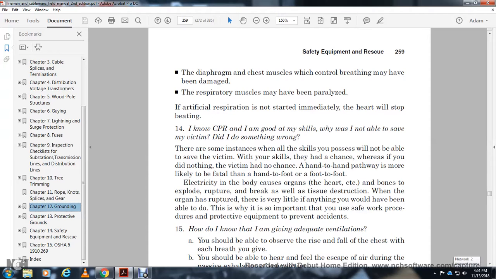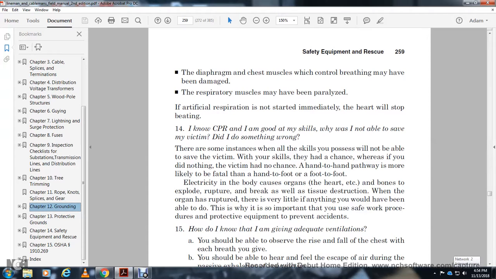I know CPR. I'm good at my skills, but I was not able to save the victim. Like my victim did, I did something wrong. So for the skill of the left, I will not be able to save the victim. Whereas if you did not, the victim had no chance. The hand-to-hand path is more likely to be fatal than hand-to-foot, than foot-to-foot.